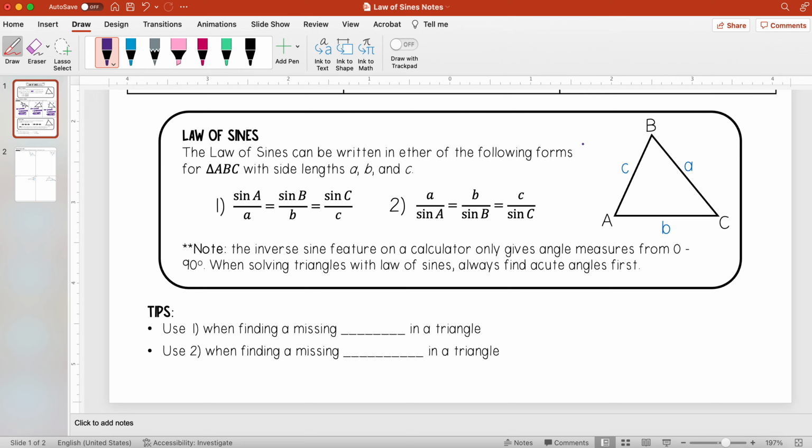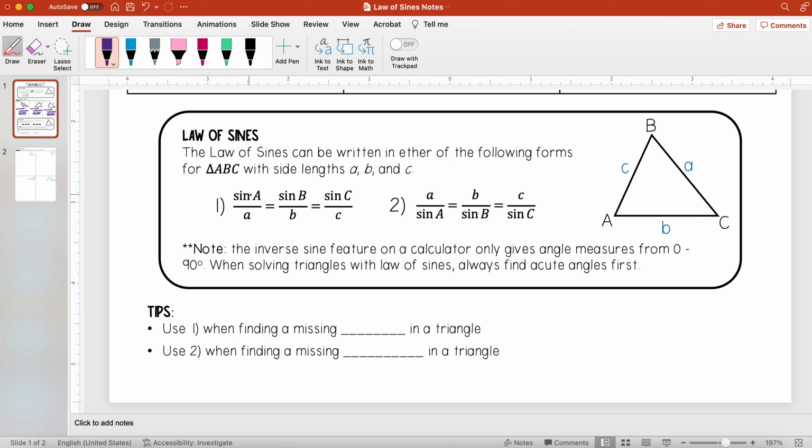Well, we can use the law of sines to find the missing sides and missing angles of a triangle that isn't necessarily a right triangle. So if I'm given a triangle that is not a right triangle, this is what I can use to find those missing sides. The law of sines can be written in either of the following forms with side lengths A, B, and C. These are both equivalent to each other.